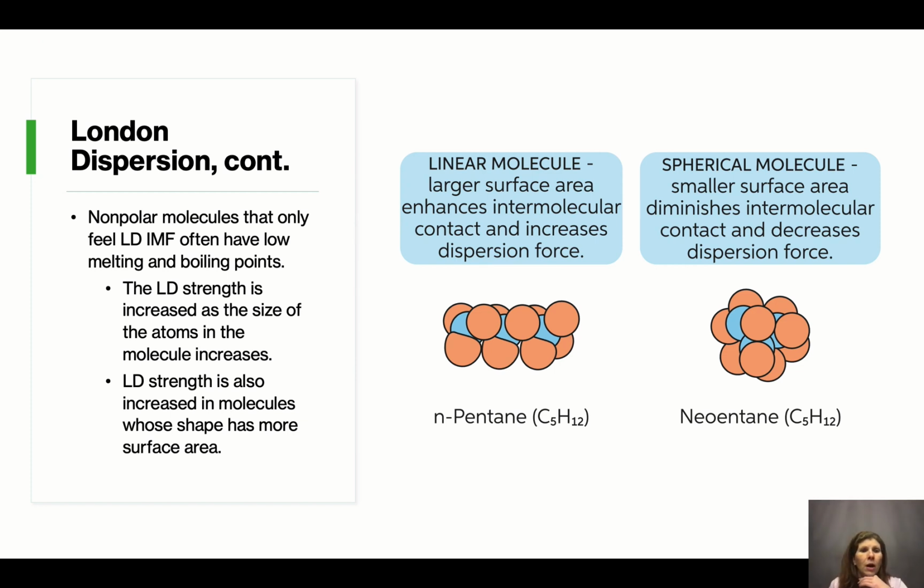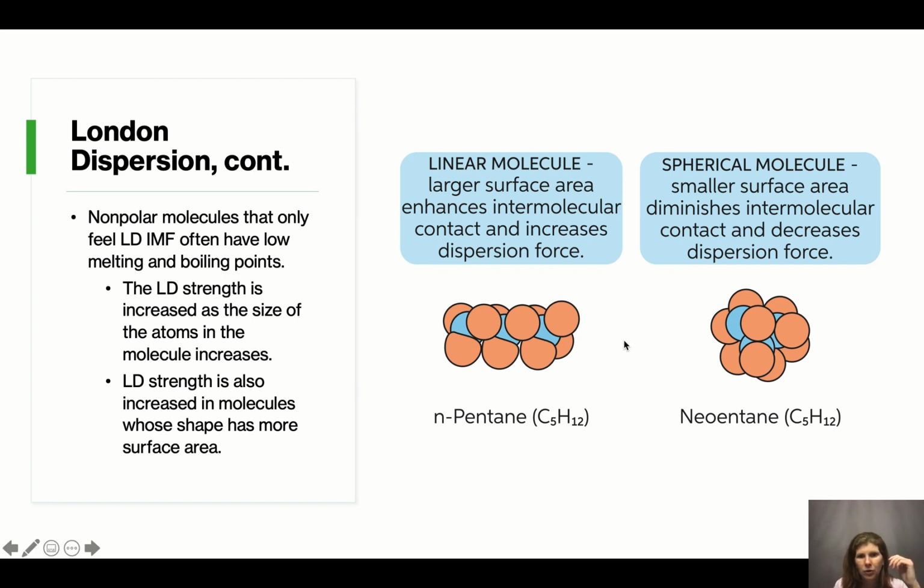Okay, so your nonpolar molecules that only have London dispersion for their IMF often have very low melting and boiling points. Now, just like dipole-dipole can vary in strength, London dispersion can also vary in strength. And you can vary that strength in two different ways. You can increase the strength of the London dispersion as the atoms that make up the molecule get bigger, and also by the shape of the molecule.